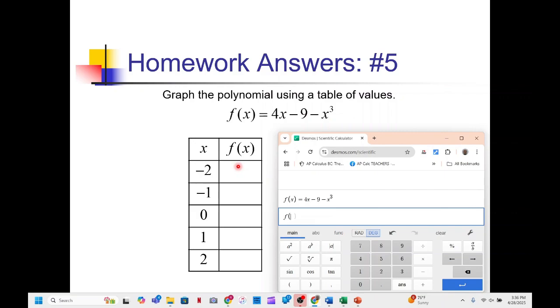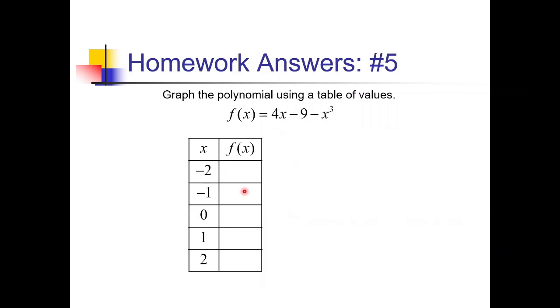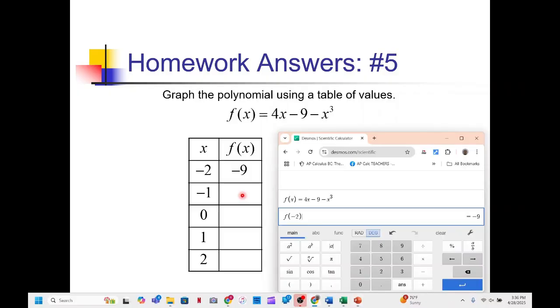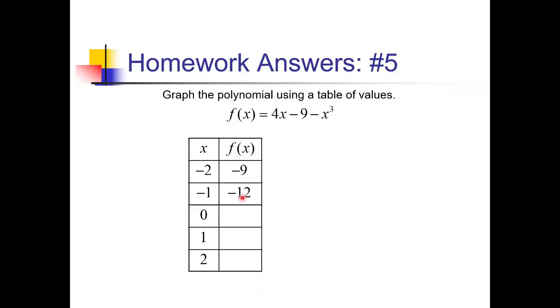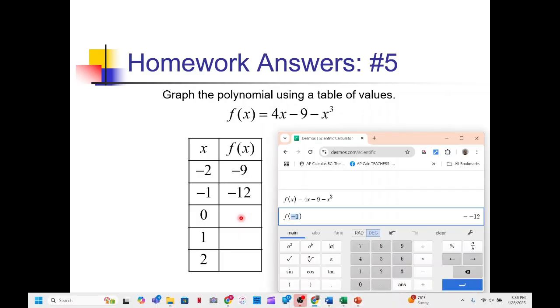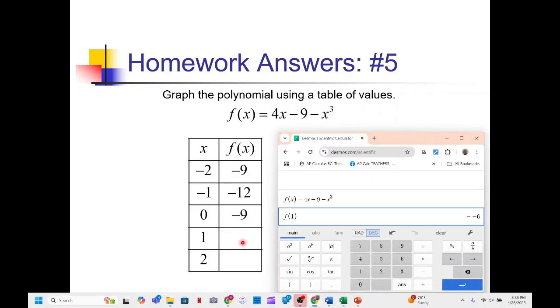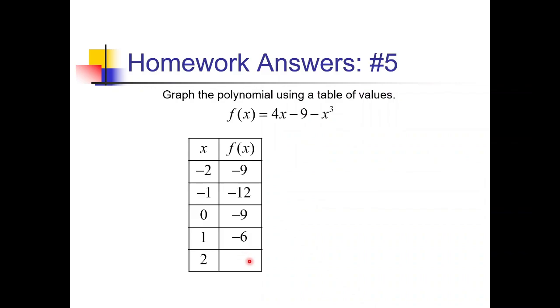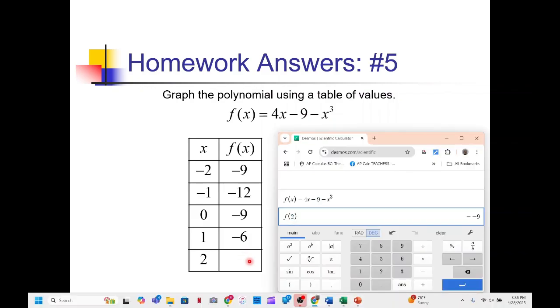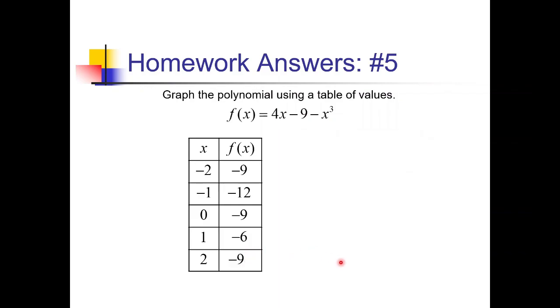So we have f of -2, which comes out to -9. And then let's do -1. That's going to be -12. Plugging in 0 gives me -9 again, which is kind of interesting. Plugging in 1, we've got -6. And then plugging in 2, that's going to give us -9 again. Very interesting. All right, so I need a graph that's going to let me go from -6 to -12.